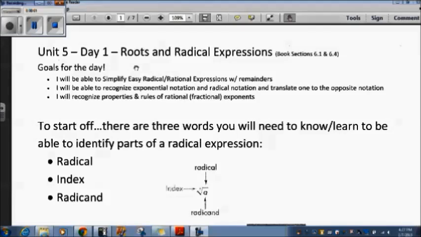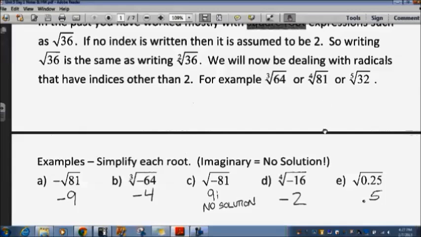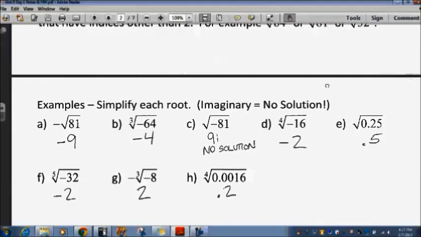Okay, good morning, class. Today we're going to begin the Unit 5 work, starting with simplifying roots and radical expressions. Now, this page 1 has a lot of notes. I'm not going to read these notes. I'm actually just going to jump to page 2, where our work begins, and just get right into it.